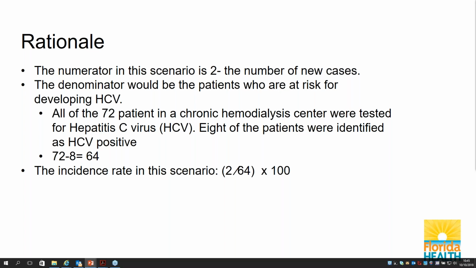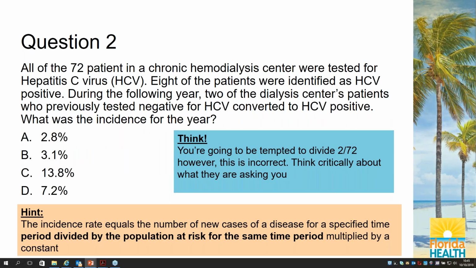So very good, but that's an example of how they might trick you because you think it's a straightforward question, right? You think that you're just going to go ahead and divide 2 by 72. However, you need to remember that your denominator is going to be your at-risk population. If those people are already positive for hepatitis C, they are not considered to be at risk. They already have the disease, so they cannot be included in the denominator. Does that make sense for everyone?